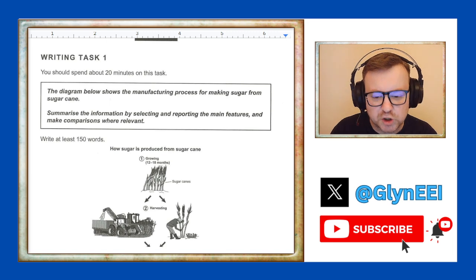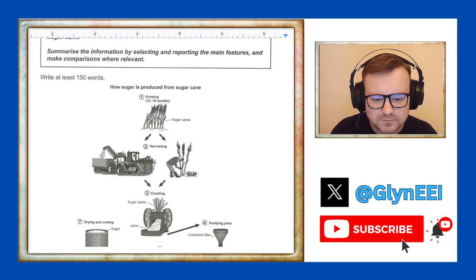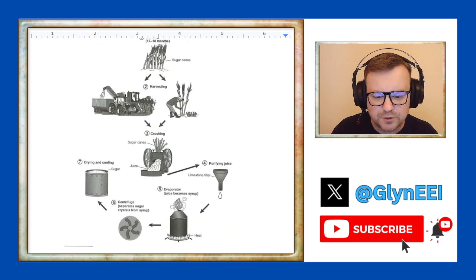Or production of sugar crystals, perhaps, or sugar grains. Yeah, and that's probably enough. You might want to say how many stages there are, or starting from blah blah blah, ending with blah blah blah.